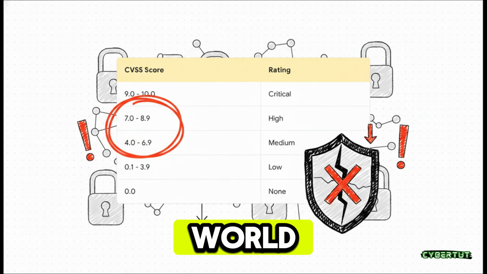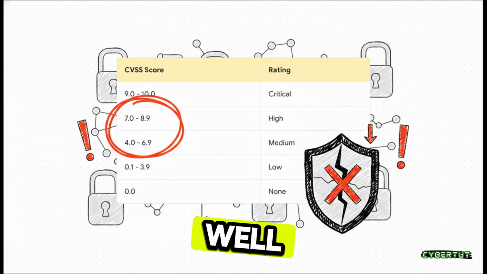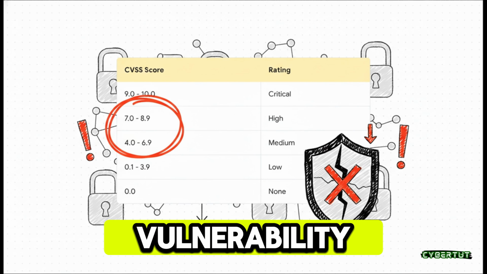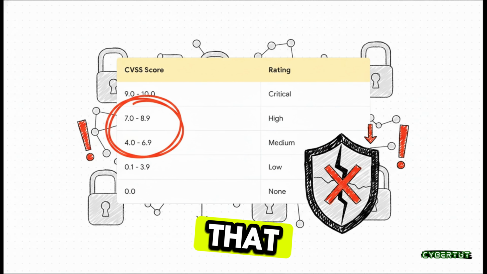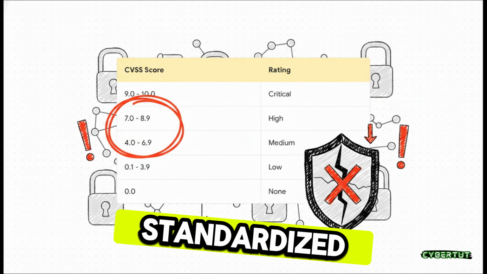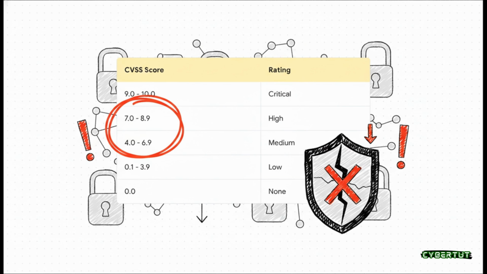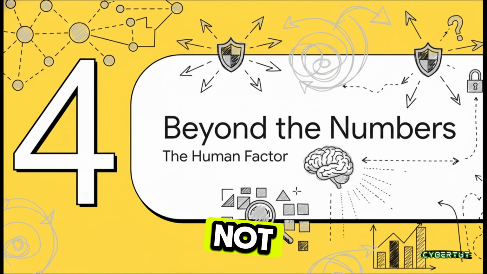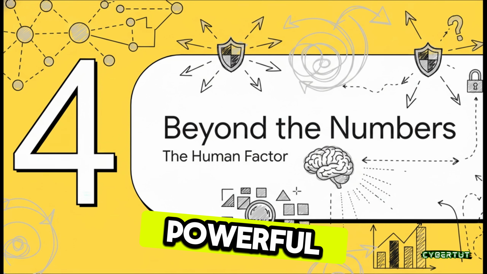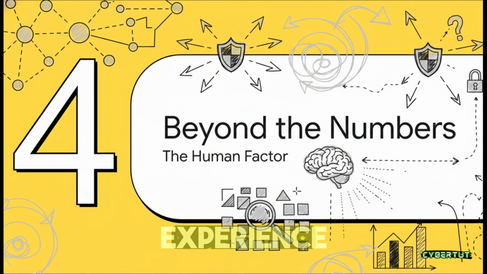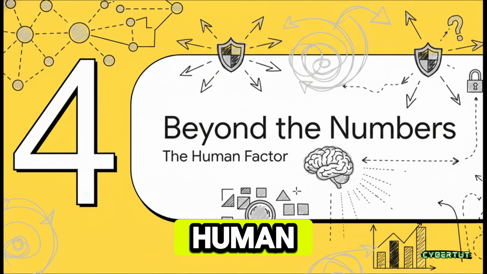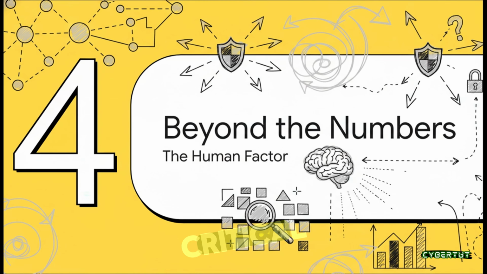So what in the world does 8.4 even mean? Well, a score of 8.4 puts our vulnerability squarely in the high severity category. And hey, you'll notice that matches the general rating from our original scan report. But now we have a standardized number to actually back it up. But hold on, the job is not done. A number is just a number, and while that score is a powerful guide, it is never a command. This is where the experience and intuition of a human analyst becomes absolutely critical.